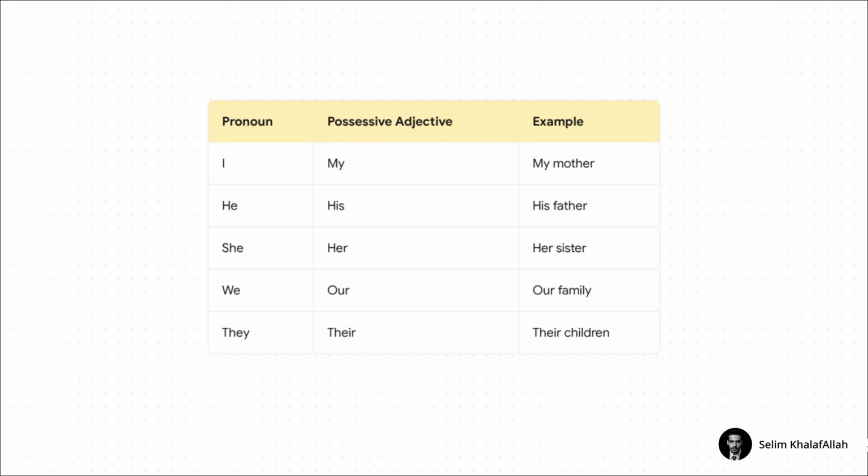Take a look at this chart. It's like a little cheat sheet. See how the word changes? If you are talking about yourself, about I, you use my. So you say, my mother. Make sense, right? If you're talking about a man, about he, you use his. For example, his father. And for a woman, for she, it becomes her, like in her sister. And for groups, if you're in the group, it's our family. If you're talking about another group of people, it's their children.